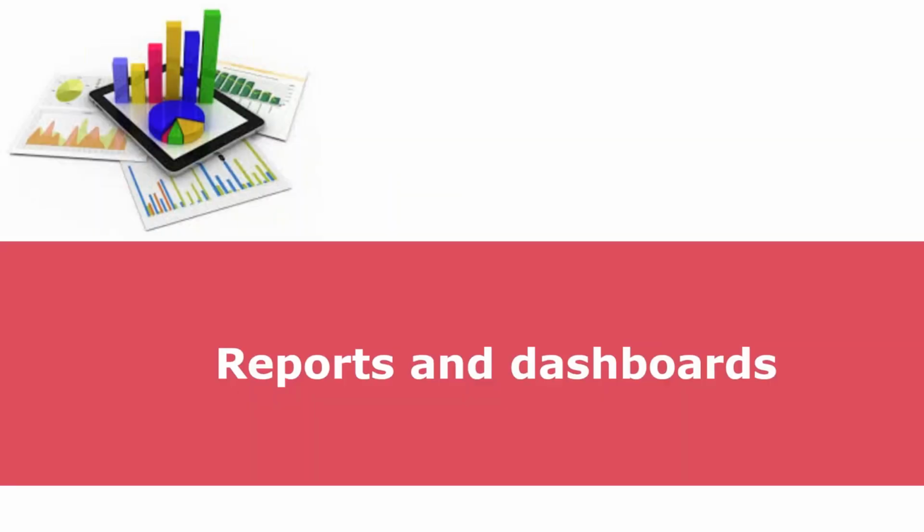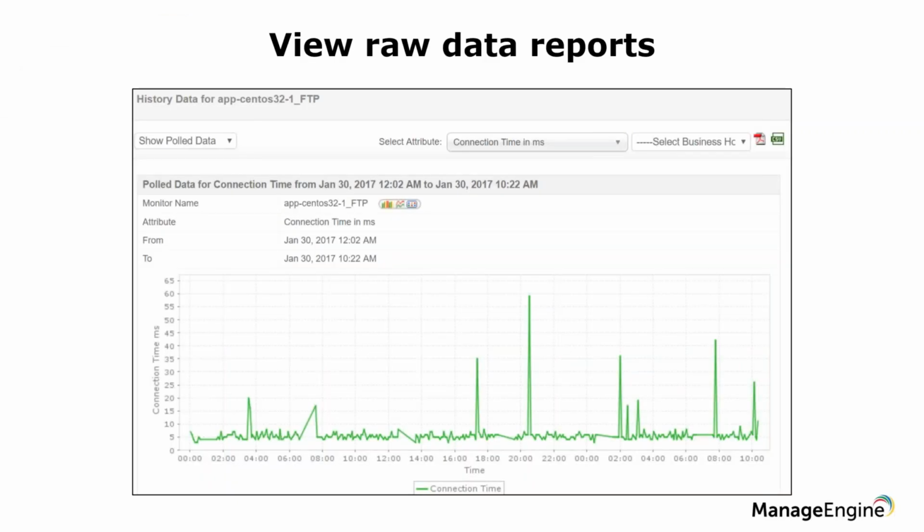So reports and dashboards. We are going to see what all the different report types that we have and how we can configure dashboards. You can pull a raw data report for all the attributes that are monitored in Applications Manager and see how the trend is going.